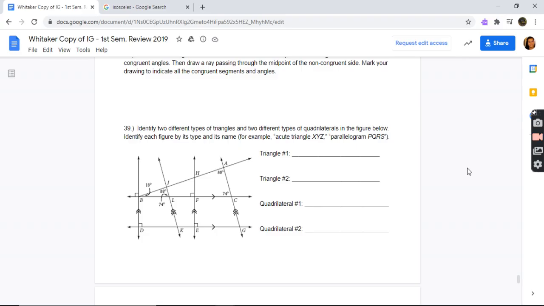Identify two different types of triangles and two different types of quadrilaterals in the figure below. Identify each.